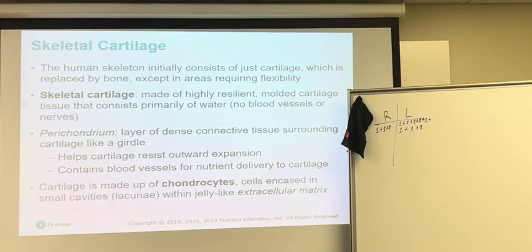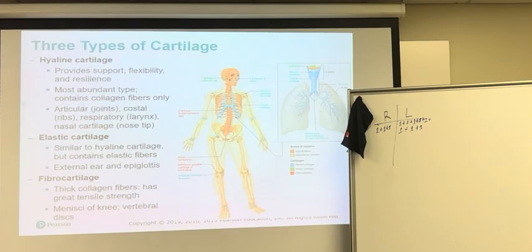Cartilage is made up of what type of cell? Chondrocyte cells encased in a small cavity. What is the name of that cavity? Lacuna, within a jelly-like extracellular matrix. And how many different types of cartilage do we have? You know, hyaline cartilage, and then you have elastic cartilage and fibrocartilage.